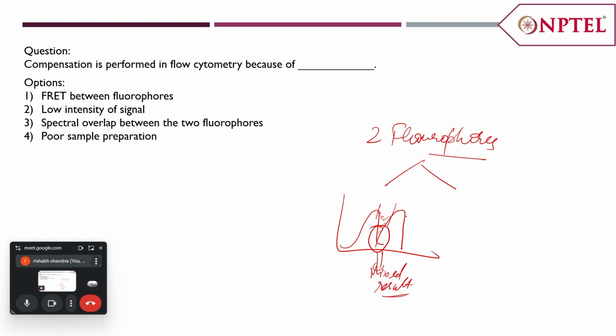So to basically separate these, what we do is we compensate, to get a sharp peak from the two different fluorophores. This will allow us to separate the spectral overlap between the two fluorophores and will give a sharp result between the two fluorophores under consideration. So this is the basic role of compensation that is being used in flow cytometry. So the correct answer is option number 3.